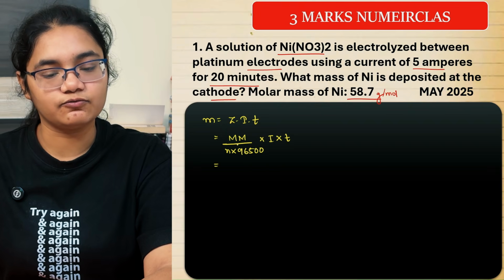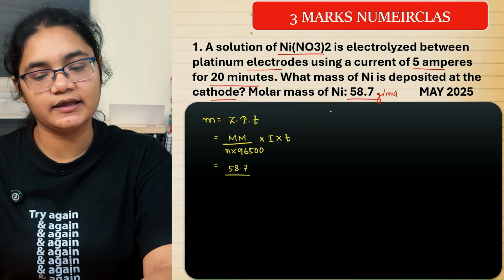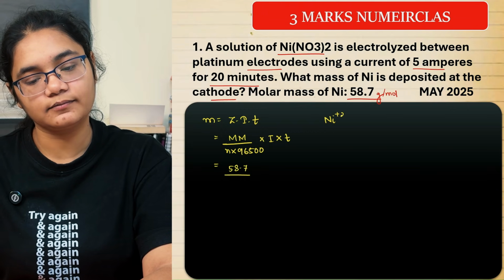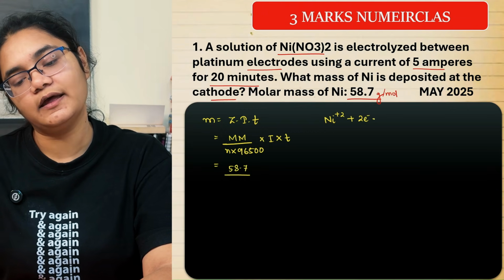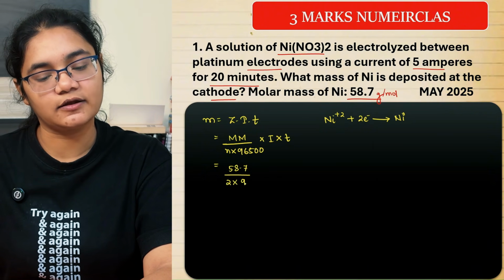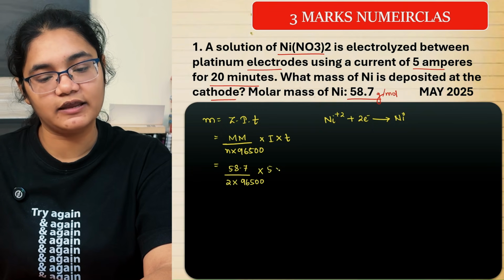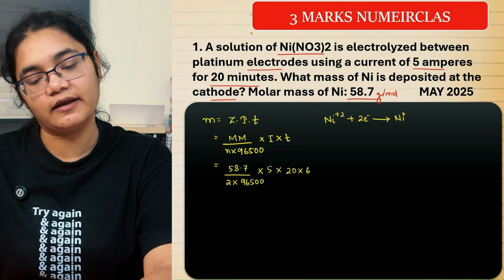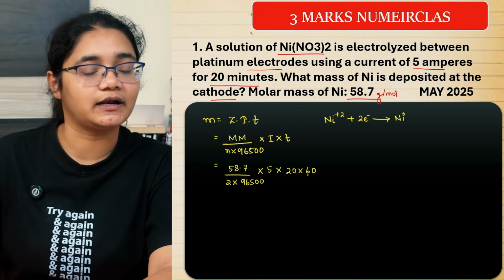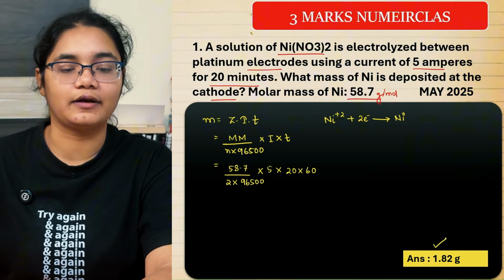So what is the value of molar mass here? For nickel it is 58.7, and nickel is in the +2 state, so it will gain 2 electrons and get converted to nickel. So here n is 2 and we have 96500, then I is equal to 5, then we have 20 minutes and 60 seconds. The minutes should be converted into seconds. Now if you solve this, you will get around 1.82 grams.